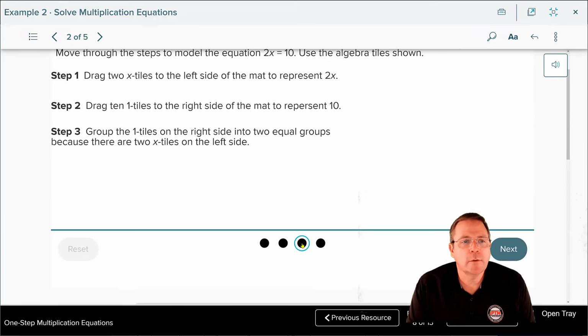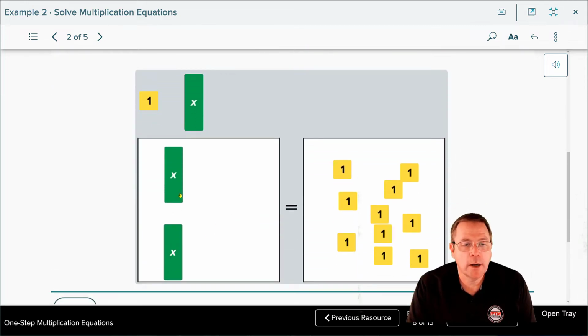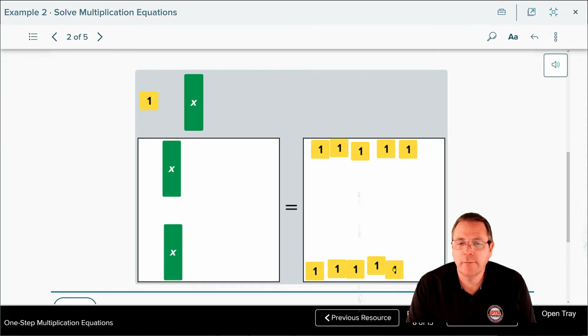And then from there, the next thing they want us to do is to group the 1 tiles on the right side into 2 groups, so that there are 2 x tiles on the left. Okay, so we're going to break it up here. We'll go 1 to the top and 1 to the bottom, 2 to the top and 2 to the bottom, 3 to the top and 3 to the bottom, 4 to the top and 4 to the bottom, 5 to the top and 5 to the bottom.